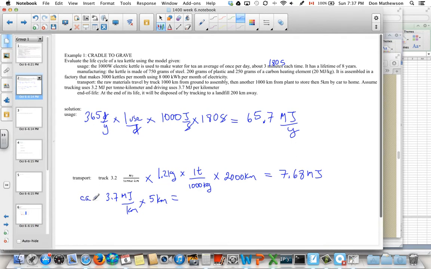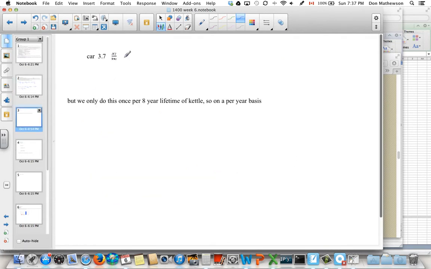Oh, so this is car transport. Probably got it over here, don't I? Yes, I do over here, sorry. So there is 5 kilometers in the car. And that works out to 18.5 megajoules.